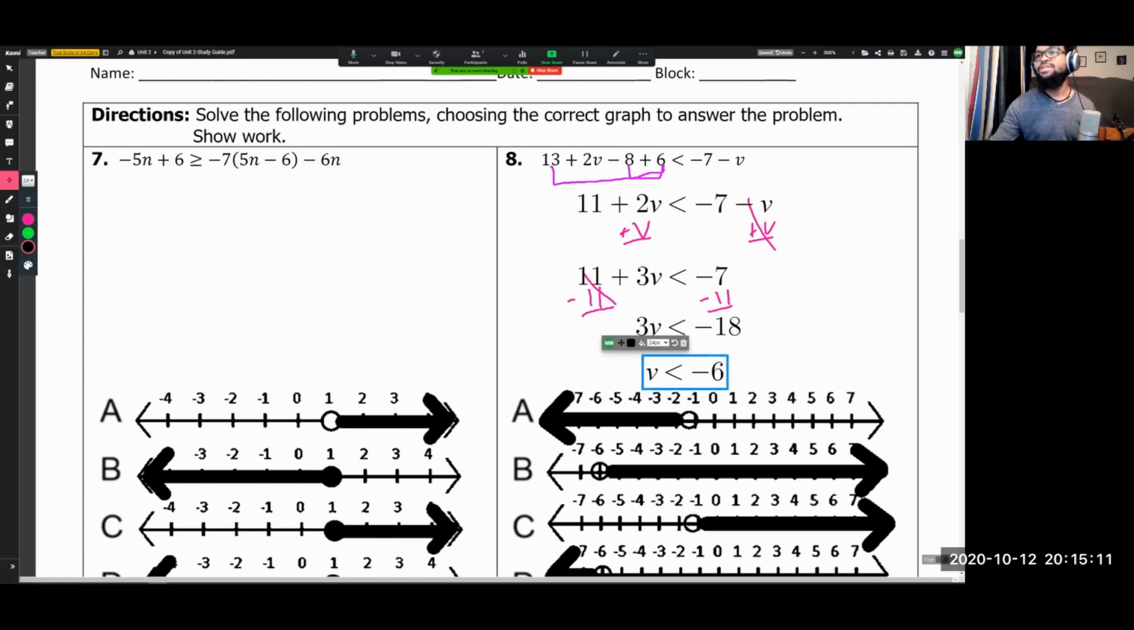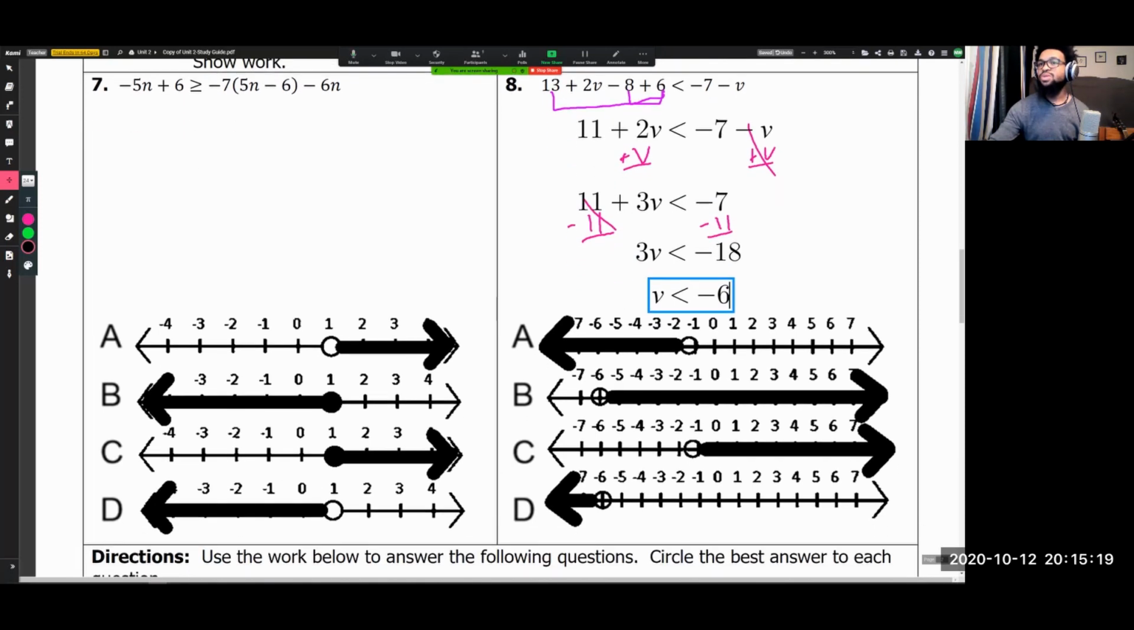All right, I didn't write those steps out because I was running out of space, but you go ahead and make sure you write those steps out. So now that we see that our solution is going to be v less than negative 6, we can look at our answer choices. We see it's less than, so everything is going to be open. Each of our answer choices, A, B, C, and D, are all open. That's great. Then we have v less than negative 6. So anything we substitute in for v needs to be less than negative 6.